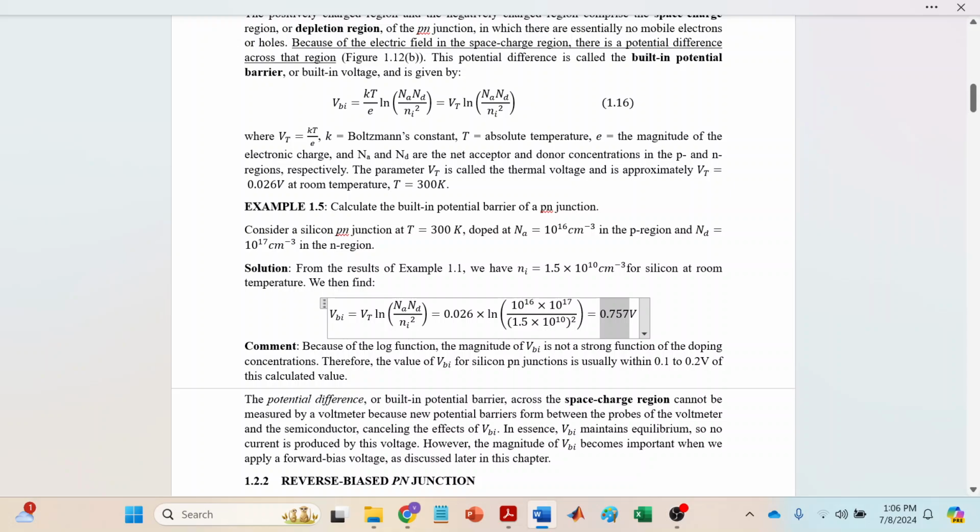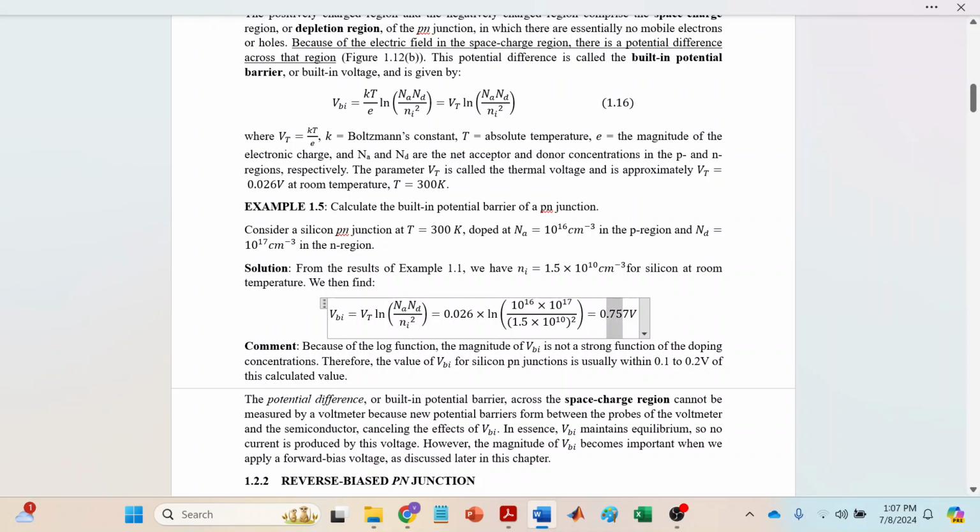But in practice, because of this log function, the built-in potential barrier is not really a strong function of the acceptor or donor atom concentration. So it's like 0.1 or 0.2 volts less than this.